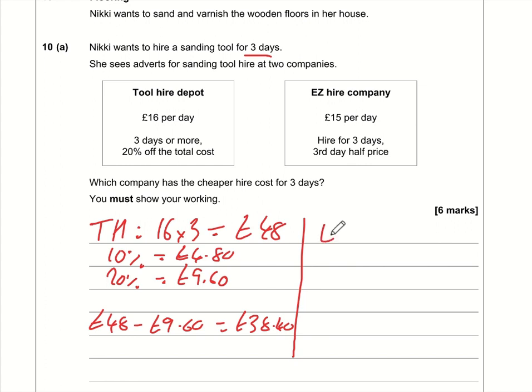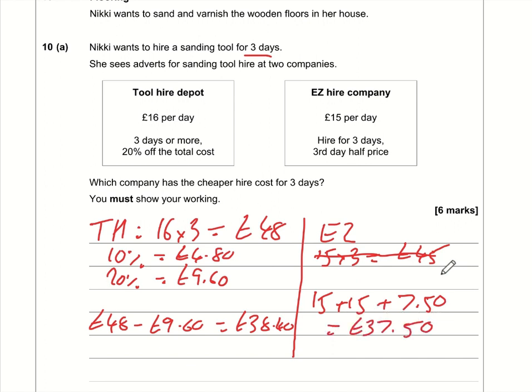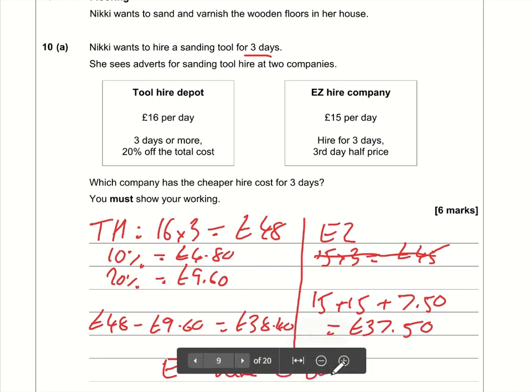Okay, let's work out for Easy Hire Company. It's £15 per day, 3 days, so that's 15 times 3, so that's £45. Except it's probably not the smartest way to do it. Actually, it's probably easier to think full price for day 1, full price for day 2. So it's 15 plus half of 15, which is £7.50, and just add these together and that comes to £37.50. So we want to work out which one is cheaper, so we can say that Easy Hire is cheaper.